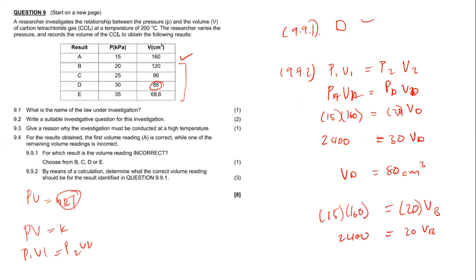Let us divide both sides by 20. We're going to say 2,400 divided by 20. We get 120. You see, here we get what we're supposed to get. But here we get 80 instead of 88. Hence 9.1.1 is now correct. That means D is the incorrect one. Does that now make sense?